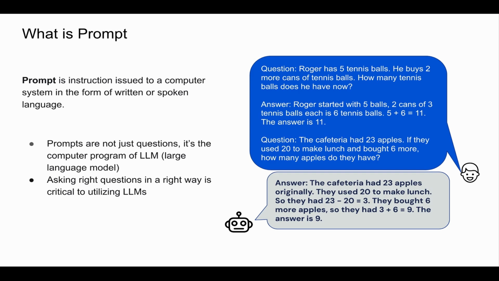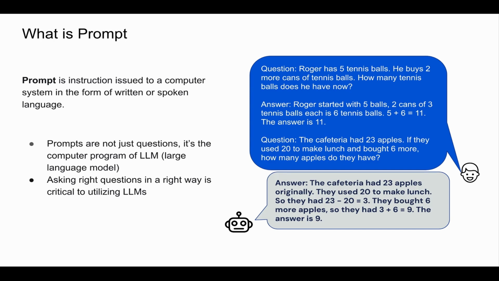And in Wikipedia, the definition of prompt is an instruction issued to a computer system in the form of written or spoken language. So I'm going to explain more. There's an example on the right. The content in the blue box is the prompt, and the answer from the AI robot in the gray box is the response from the large language model.